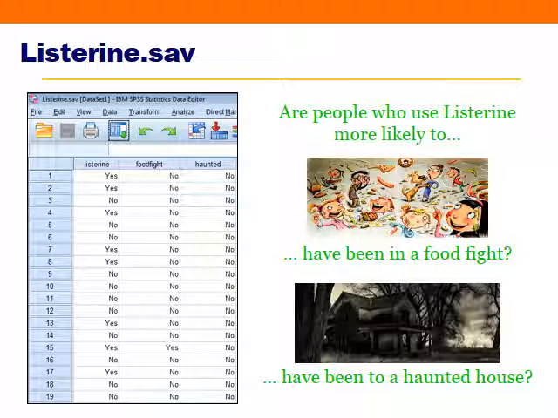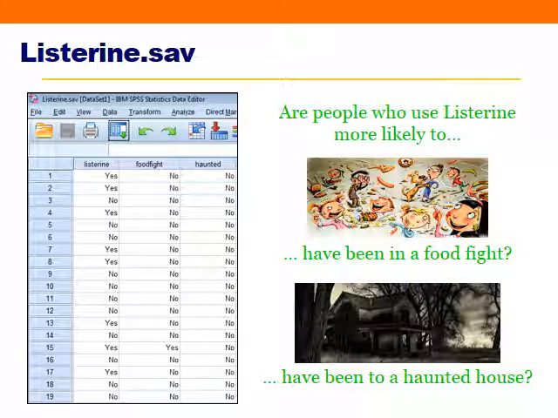Our alternative hypothesis, if indeed Listerine users really are more bold than people who don't use Listerine, would be that the percentage of Listerine users who have been in a food fight is higher than the percentage of non-Listerine users who have been in a food fight, and same for the haunted house.